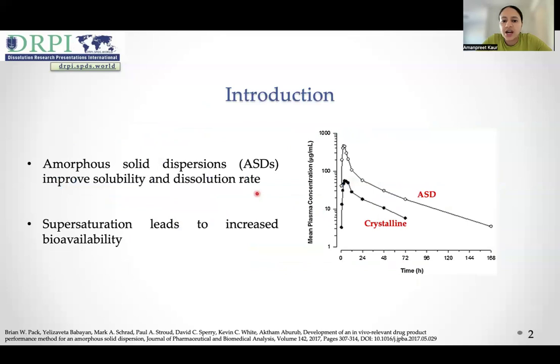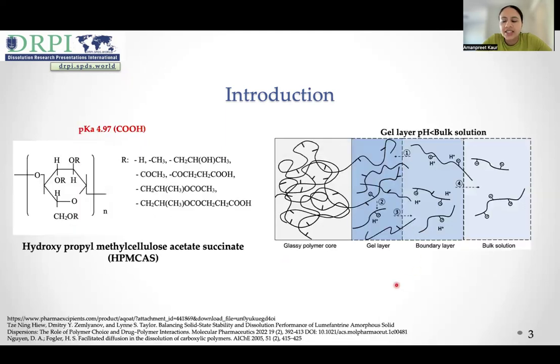Amorphous solid dispersions are a widely used strategy for improving solubility and dissolution rate of poorly water-soluble drugs. Upon dissolution under non-sink conditions, ASDs ideally form a supersaturated drug solution that leads to increased membrane transport and bioavailability in comparison to the crystalline drug. ASDs primarily consist of a hydrophobic drug molecularly dispersed in the matrix of a hydrophilic polymer.